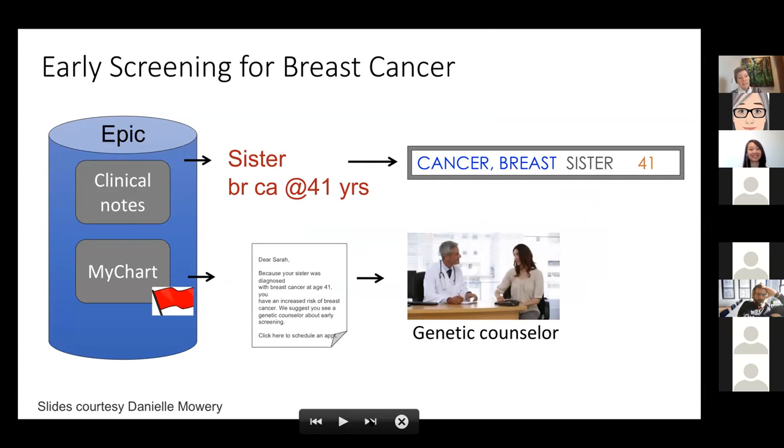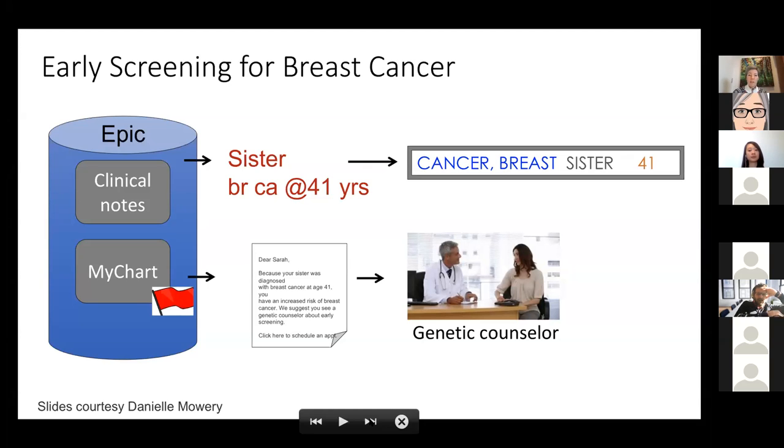Well thought out. Yes, and so I was doing the backup slide, and I thought, I'm just going to do the slide. So the use case that we're going to use is early screening for breast cancer. We want to know, did the patient have a relative with breast cancer under a certain age? That would indicate that we want to recommend to that patient that they see a genetic counselor because they need to be screened early.